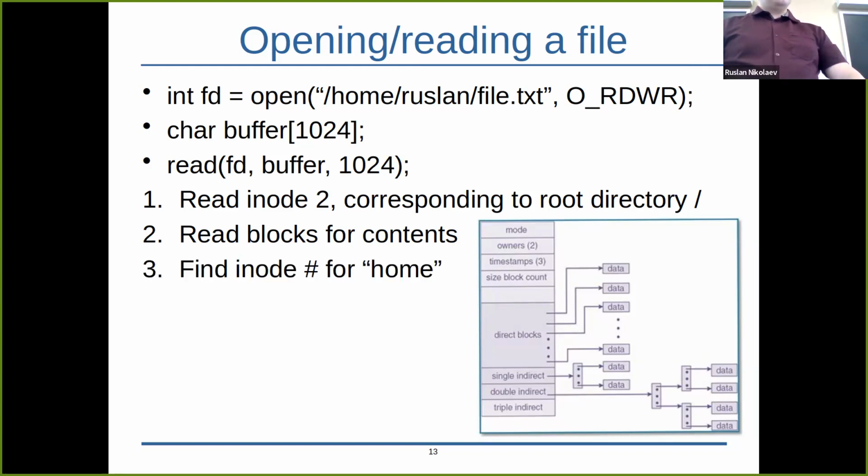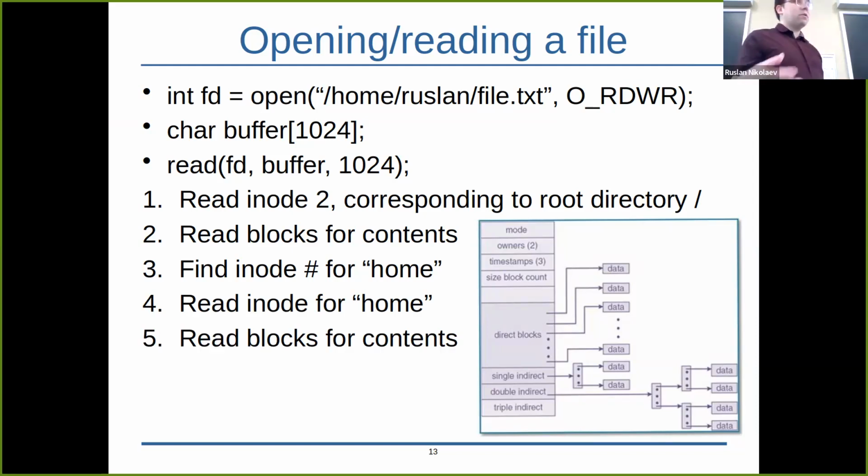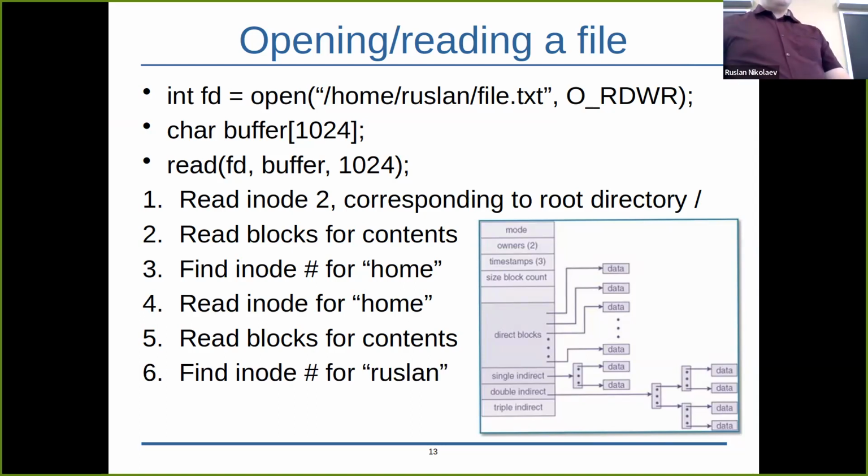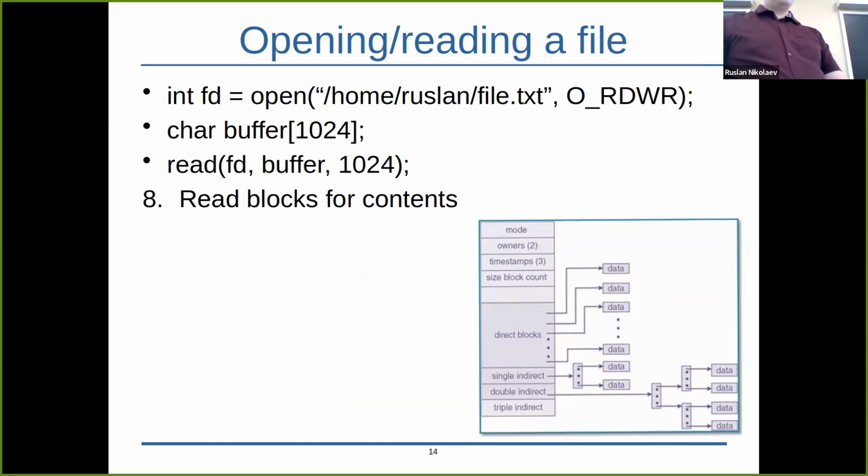Okay, we find the inode number for home, because now we want to go to the next inode, which is home. So we find a home entry in the corresponding inode. Okay, we read the inode for home. Previously we read the root inode, now we read the home inode. So we again read the contents of that block. Find the inode for Ruslan, right? That's another entry. Okay, read inode.